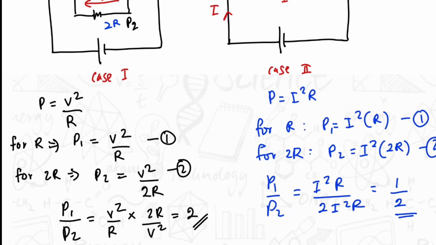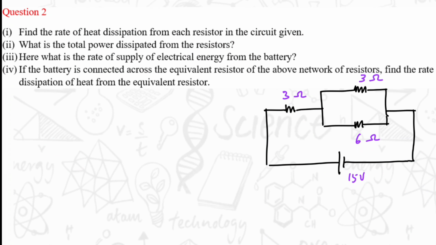So that is how we can use these equations to get the ratios. If the voltage drop is the same, or if the two resistors are in parallel, we can use the equation P is equal to V squared over R. And if they are in series, we can use the equation P is equal to I squared R. Let's move on to the next question.